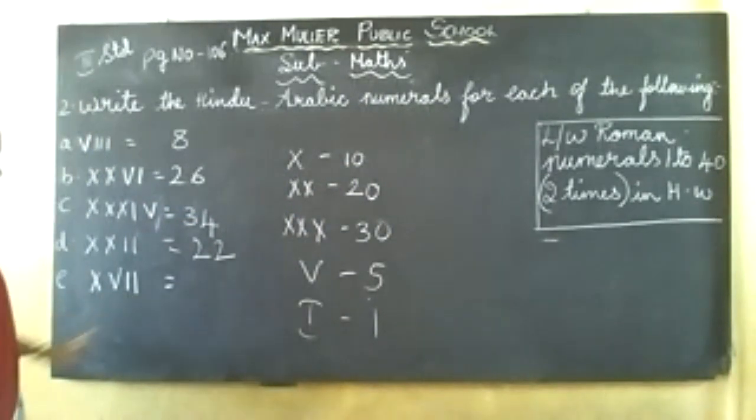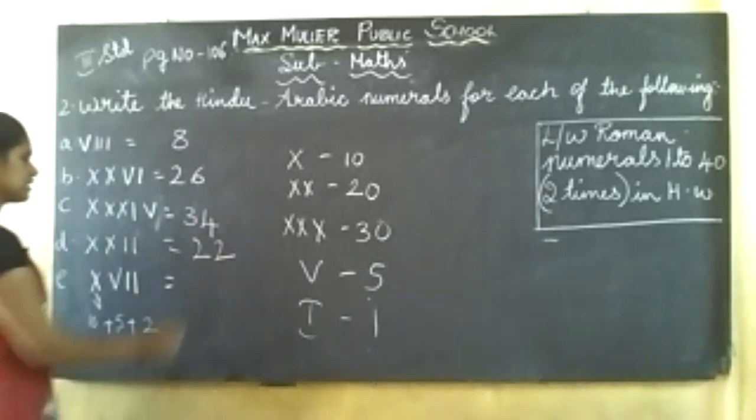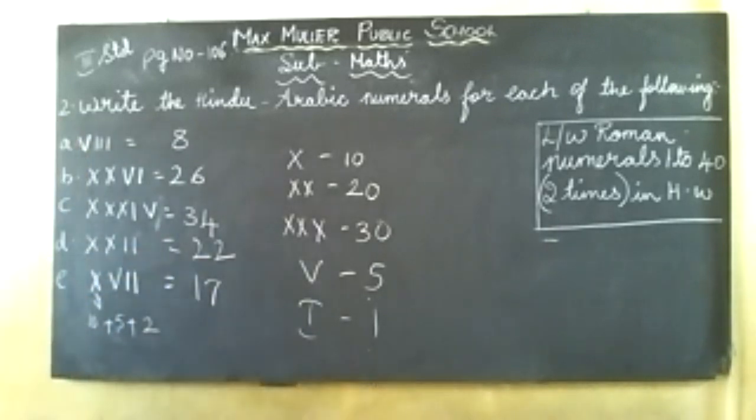2 lines are there, now see here. 10 means the x value is 10, plus V's value is 5, plus 2 lines means 2. 10 plus 2, 5 is 15. 15 plus 2 is 17. Understood all of you? You can split and you can write down. You have to learn this table, then only you can easily find out. Understood all of you? I've given homework.